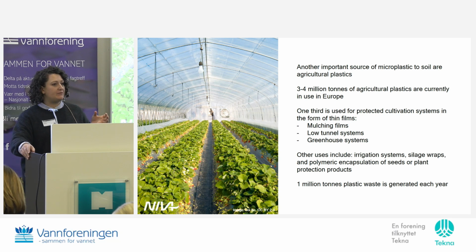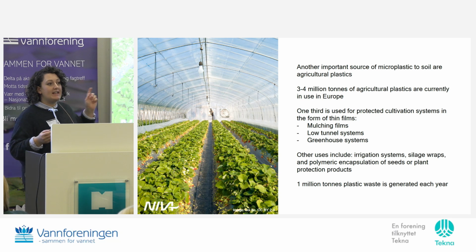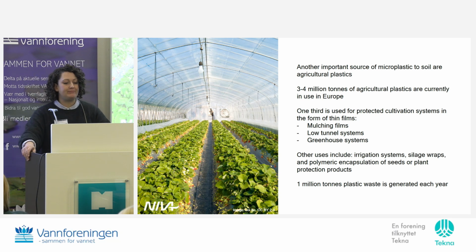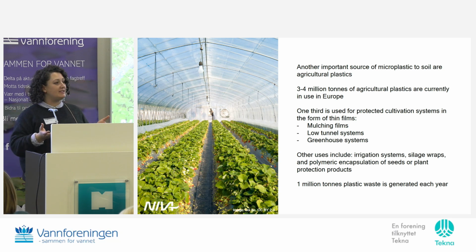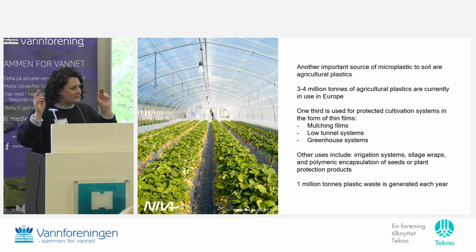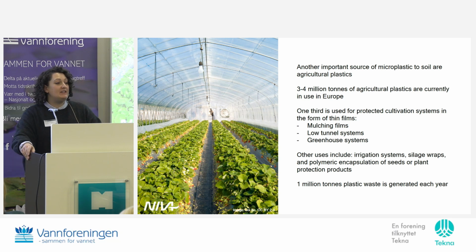About a third of this is for protected cultivation systems, usually in the form of thin films, so mulching films, also low tunnel systems, and greenhouse systems like in the picture here. In addition, there are plastics used in irrigation systems. Silage wraps are quite famous here in Norway, the wraps around hay bales that sometimes end up where they're not intended are called tractor eggs. And then there's also polymeric encapsulation of seeds and plant protection products.